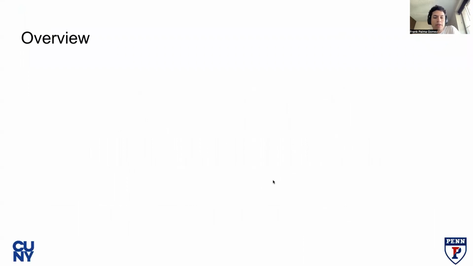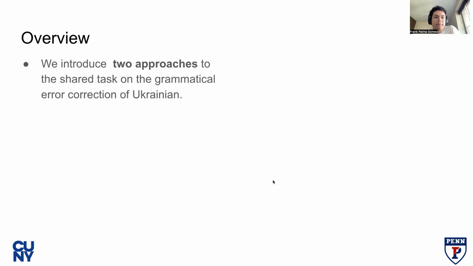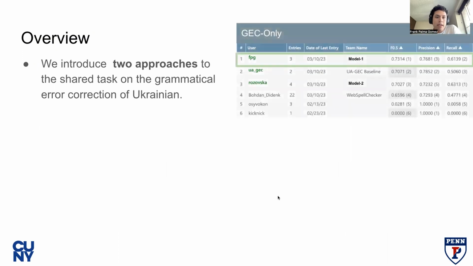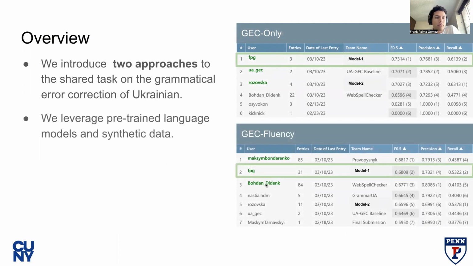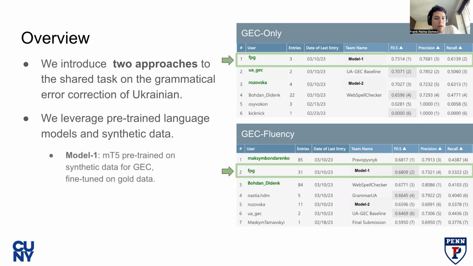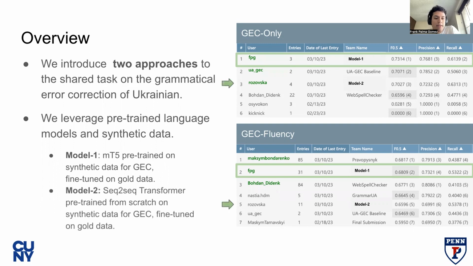First, I'll introduce our two systems that participated in the shared task. We placed first in the GEC only track, and second in the GEC fluency track. We use two approaches that leverage pre-trained language models and synthetic data. Model 1 is an off-the-shelf MT5 model, pre-trained on synthetic GEC data, and further fine-tuned on gold data. Model 2 is a sequence-to-sequence transformer trained from scratch using GEC synthetic data, and then further fine-tuned on gold data.